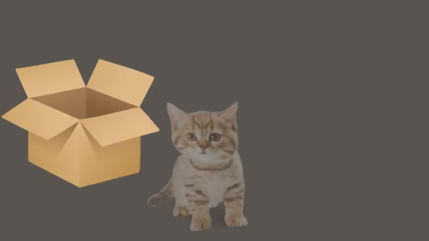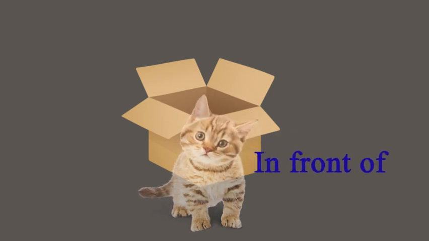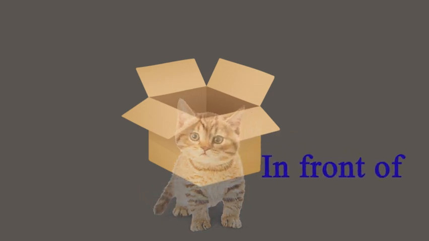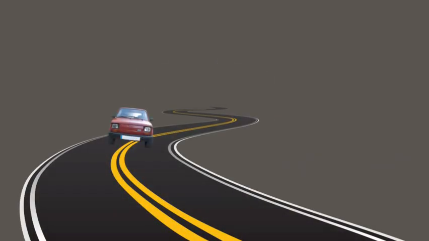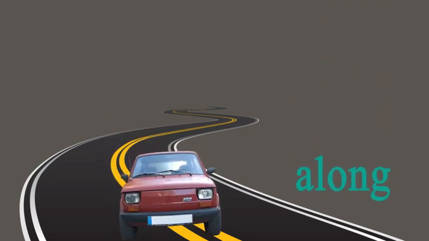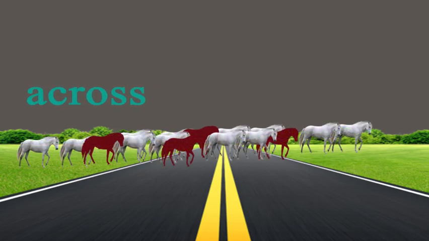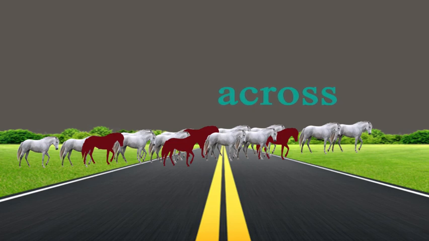The cat is in front of the box. So the preposition is in front of. The car is along the road. So the preposition is along. Horses are running across the road. So here the preposition is across.